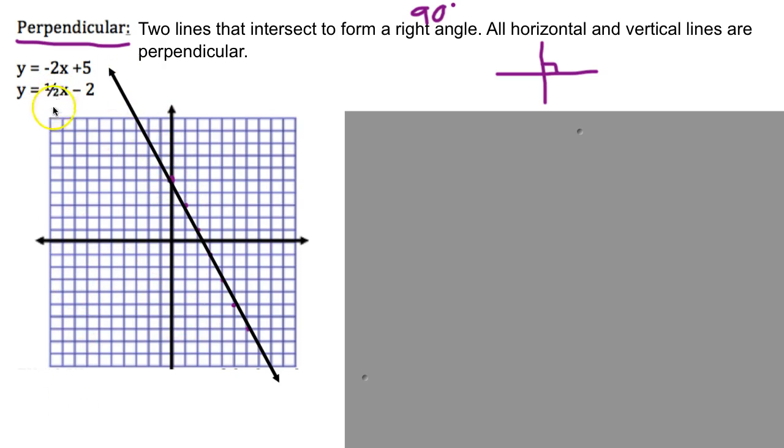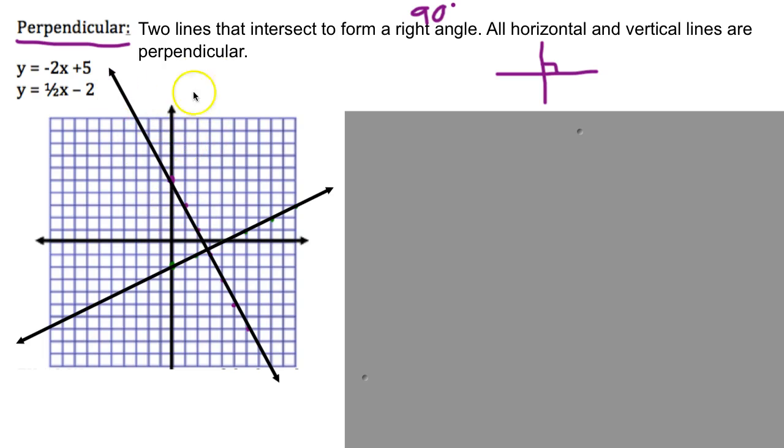Let me do this other one. Y equals 1/2 x minus 2. So I start at minus 2 for the y-intercept. 1/2 means I go up 1 to the right 2. Up 1 to the right 2. And that goes on forever. Now let me connect those with a line. Another beautiful line. Mr. Durkis, great job.